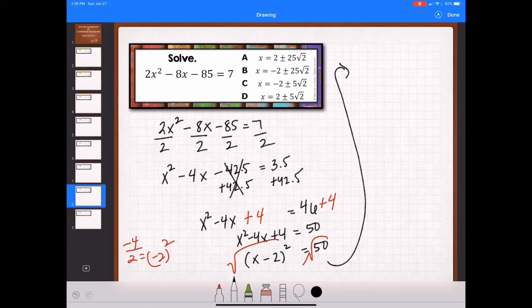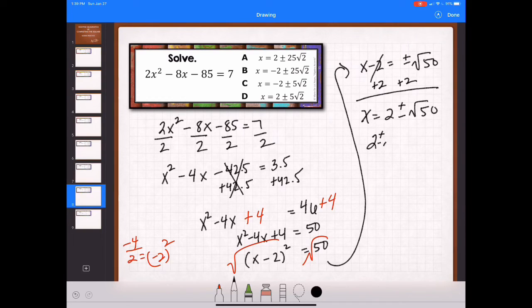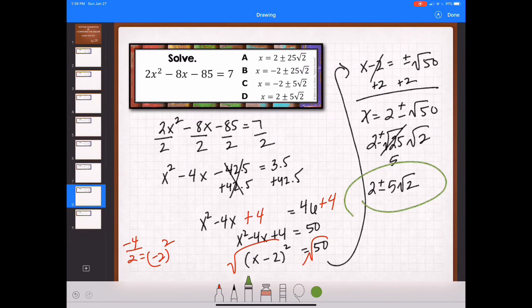I'll go ahead and show my work up here. So now I have x minus 2 on the left side and plus and minus radical 50 on the right side. Continue to solve, so I'm adding 2. X equals 2 plus or minus radical 50. And radical 50 can be split. So 2 plus or minus, that's radical 25 and radical 2, because 25 times 2 is 50. And radical 25 is the same thing as 5. So I have 2 plus or minus 5 radical 2 as my final answer. So the correct answer is D.